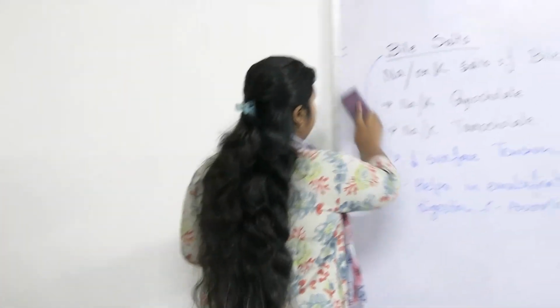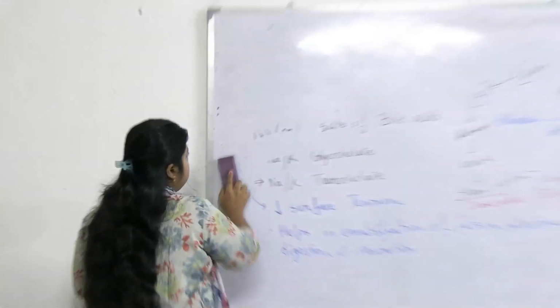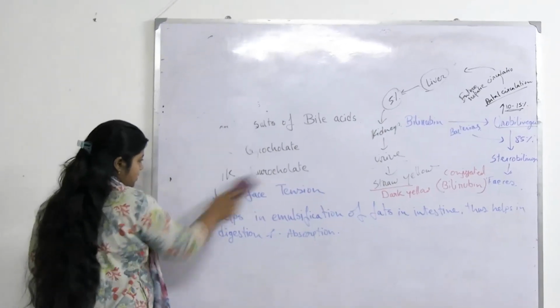Now coming to the methods of detection of bile salt and bile pigment. For bile salt detection, what we perform is known as Hay's sulfur test.